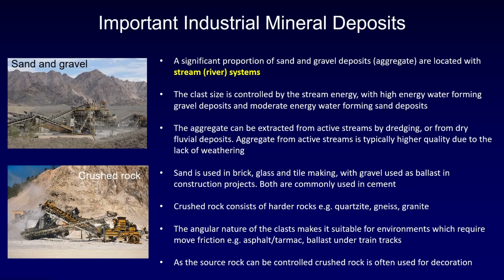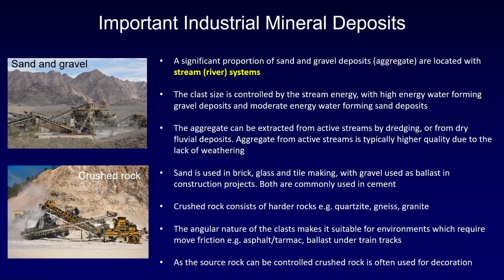Now, what you can also do to create gravels and sands is you can crush other rocks. And so crushed rock consists of harder rocks, so quartzite, gneiss, and granite. So these rocks are very, very rich in quartz, and they're very, very rich in feldspar, which are hard minerals. So feldspar has a hardness of 6 on the Mohs scale, quartz has a hardness of 7. So they're going to be very resistant to general wear and tear. The angular nature of the clasts which are produced by rock crushing makes it suitable for environments that require more friction.